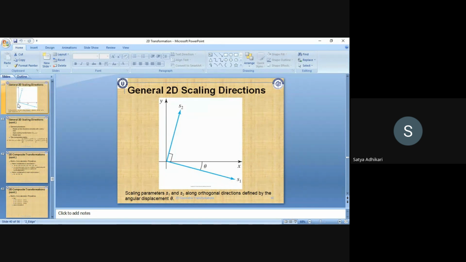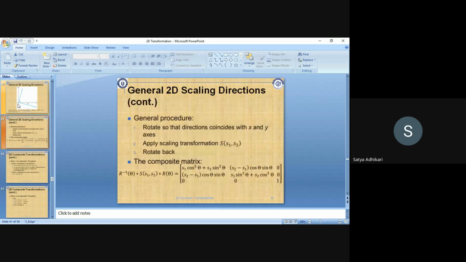The same procedure is written here. Rotate so that the directions coincide with the x and y axes. Apply the scaling transformation, then rotate back again. Once the two directions become the x-axis and y-axis respectively, it is easy for us, because we know the procedure. So apply scaling S1, S2, then rotate back.